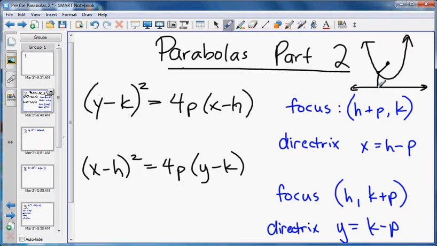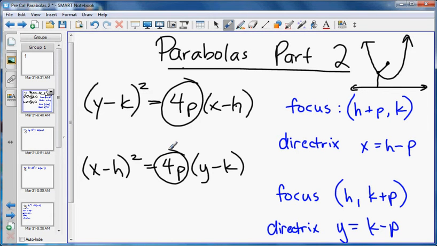The way we find the focus and the directrix has to do with the letter P, which you can see right here. It's in the same spot in both versions. That number out front, we will have to divide by 4 in order to get the value of P. For the focus for both of them, you will add P, and for the directrix, you will subtract P. And if you notice, it's paired with whatever variable it's next to.